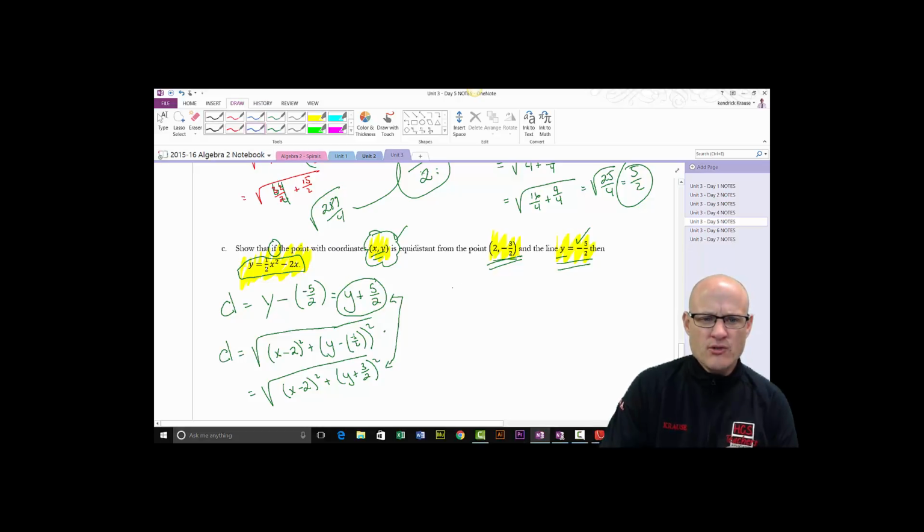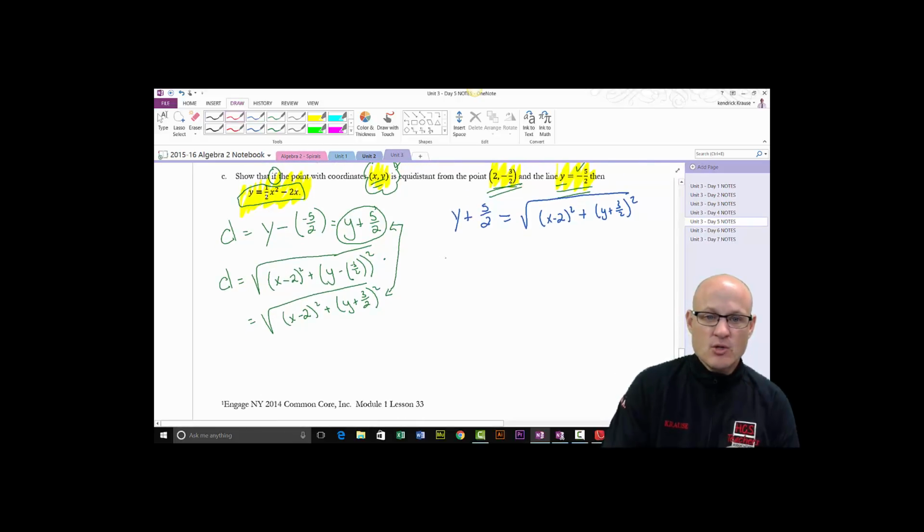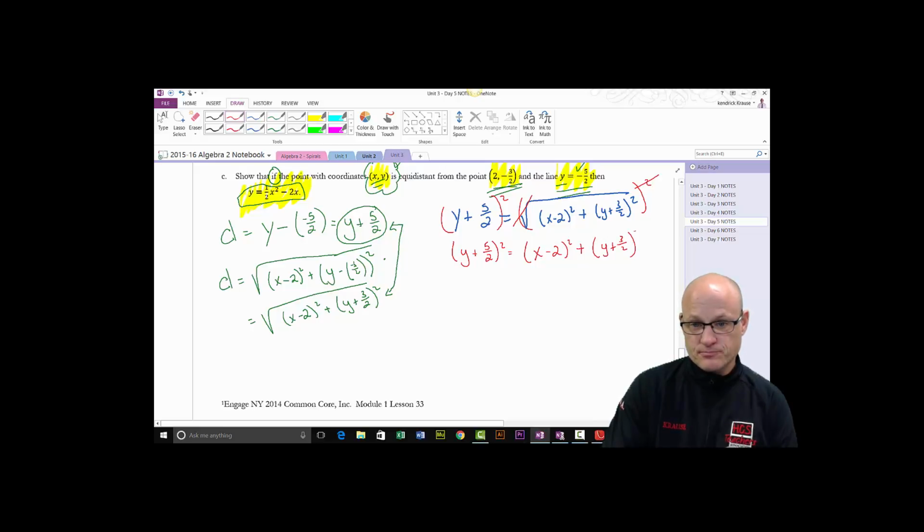Let's do some blue. So we've got y plus 5 over 2 is equal to the square root of x minus 2 squared plus y plus 3 halves squared. Now, what we're going to do is square both sides. Let me just write it, because I've got the room. This gives me y plus 5 over 2 squared is equal to, now the square root and the square cancel each other, so this is just x minus 2 squared plus y plus 3 over 2 squared.